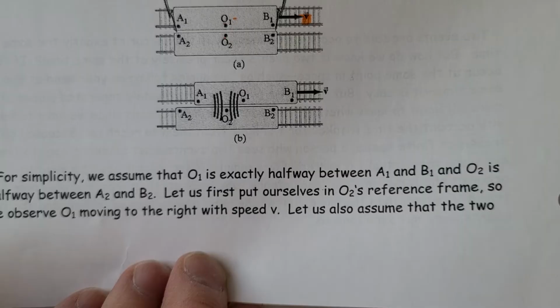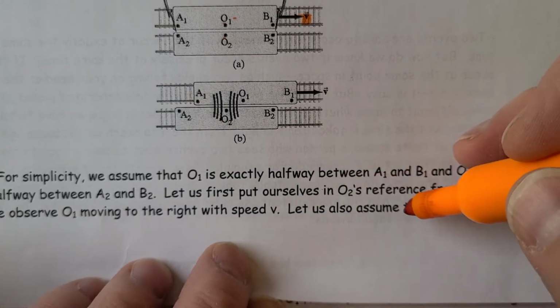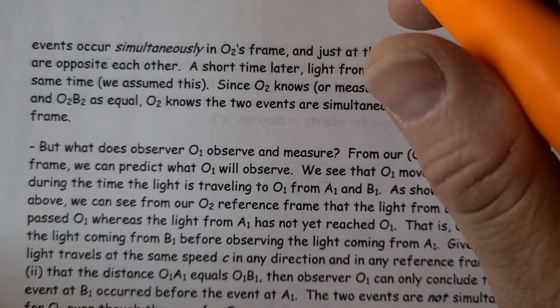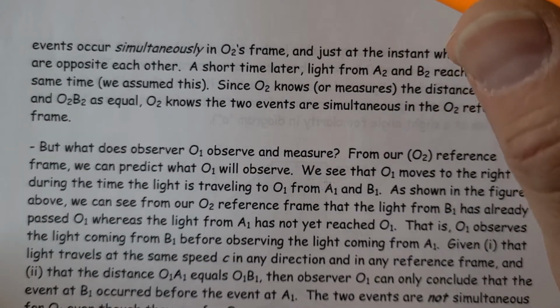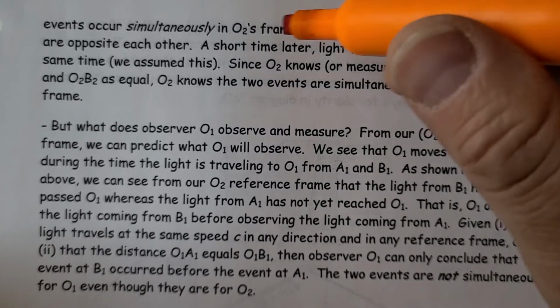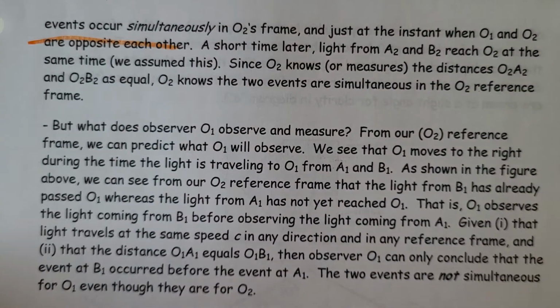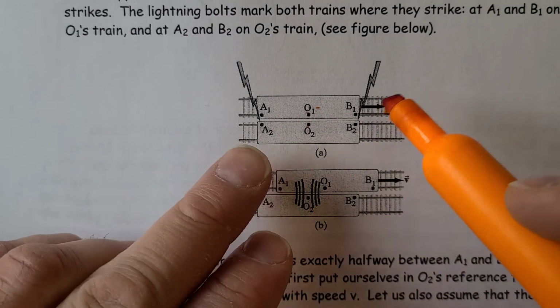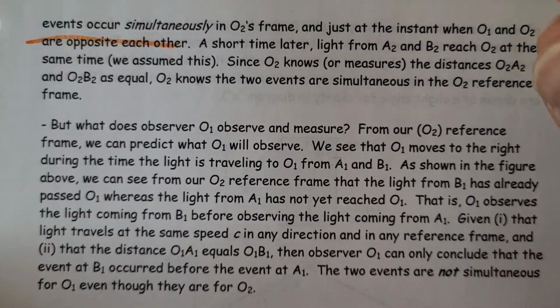Let's assume that the 2 events are occurring simultaneously, so both ends are getting hit by lightning at the same time. And just at that instant, O1 and O2 are exactly opposite each other, as seen in this diagram. The 2 lightning strikes hit both ends of those trains.